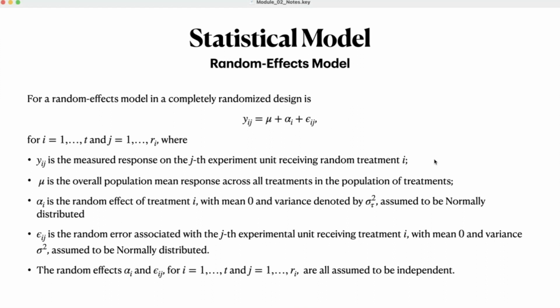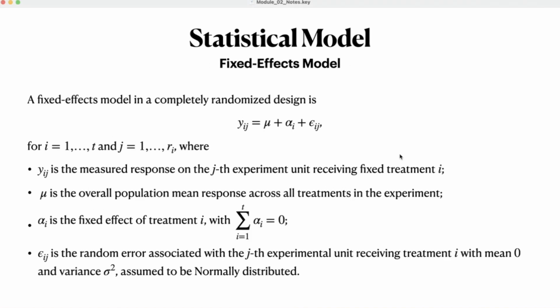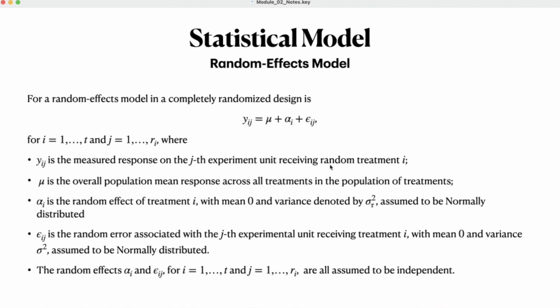Again, y sub ij is the measured response on the jth experimental unit receiving, in this case, random treatment i. In the previous model, the fixed effects model, the treatment was a fixed effect, but in this case, it is a random effect. Again, mu is the overall population mean response across all treatments in the population of treatments. The big difference is in alpha sub i. Alpha sub i is the random effect. It's a random variable, so it's a random effect associated with treatment i.